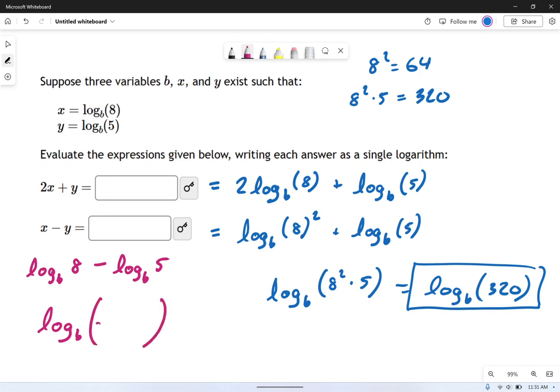So we just say log, and I'm going to put a fraction symbol in here. Every log that was positive goes on top. Now that's just the number 8. There were no other positive logs with an argument. But every negative log goes on bottom. So that's going to be the 5. So this is log base b of 8 over 5. You can see that minus sign acting kind of like a division when we talk about the arguments.